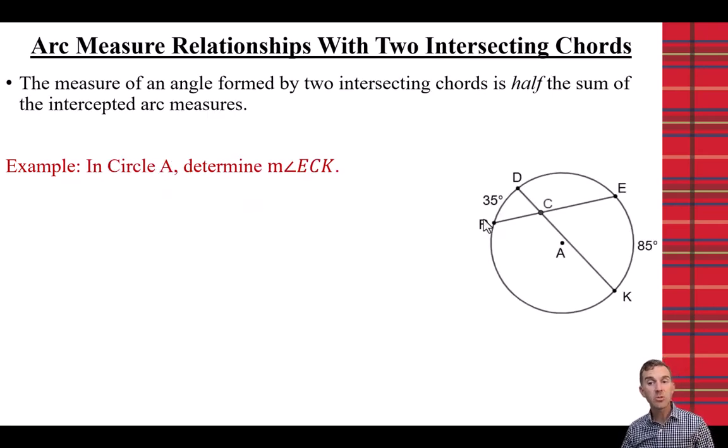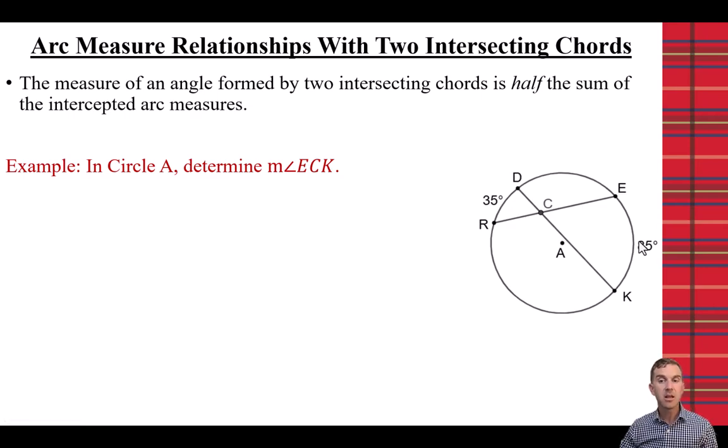Now, what if we have two intersecting chords? What we learn about these is that when they intersect, the angle formed at that intersection will be half the sum of the intercepted arc measures. So if we look at this circle with circle A and we want to determine what's the measure of angle ECK, a lot of people will say, oh, that opens up to 85. No, that's only if it's an inscribed angle.